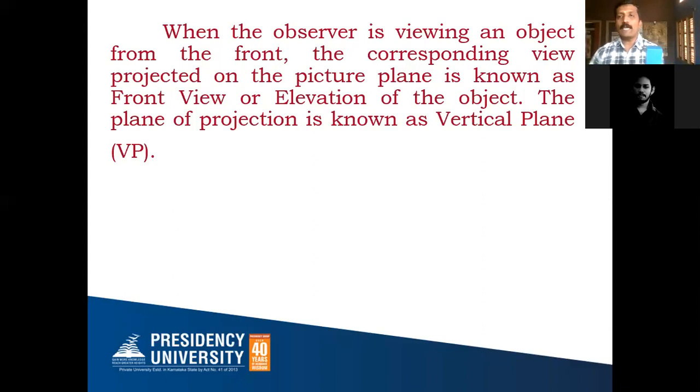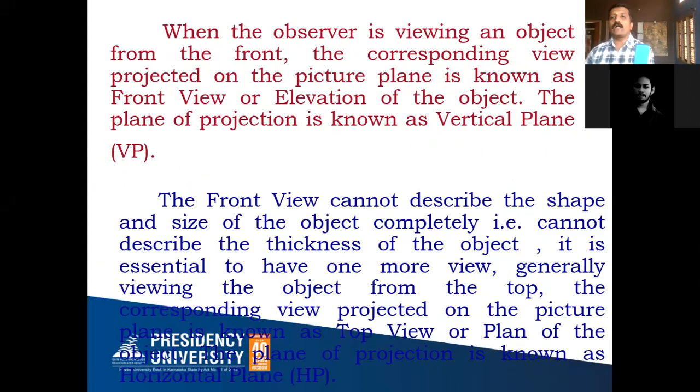The front view cannot describe the entire dimension of this square prism which I have given. In the front view, I can see only the height of the prism as well as its length. I cannot get the width of the prism. For that, I have to go for the next view. Which is that view? The same object, without disturbing its position, seen from the top side of it.